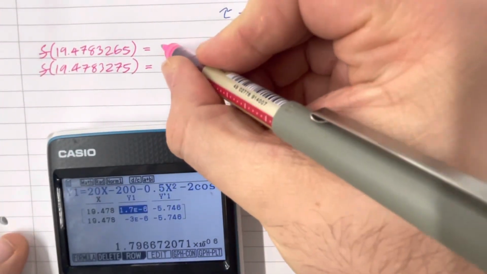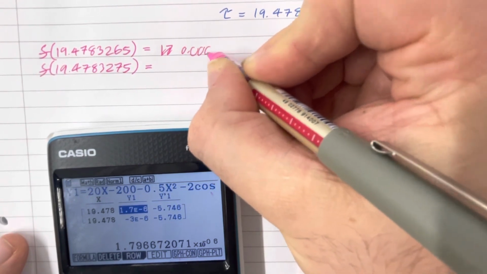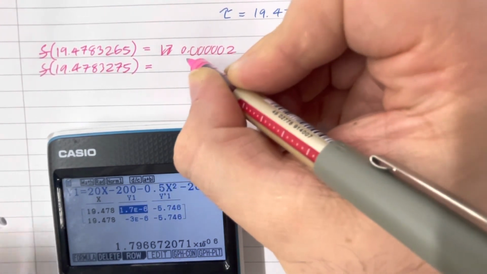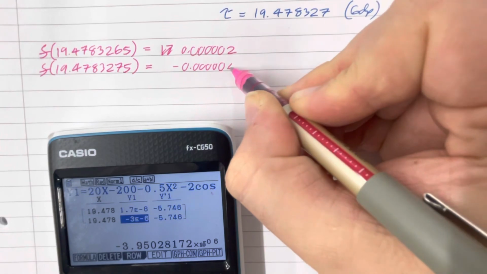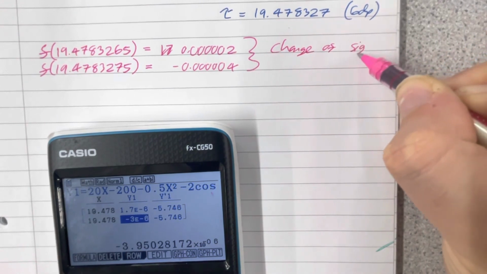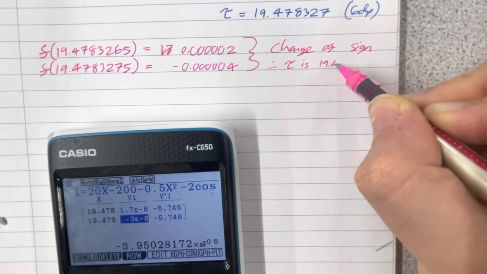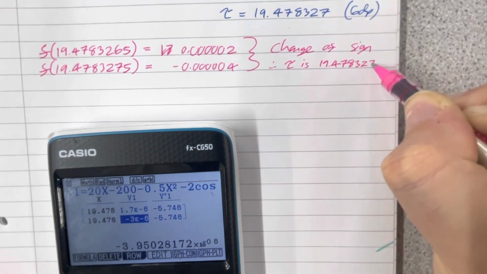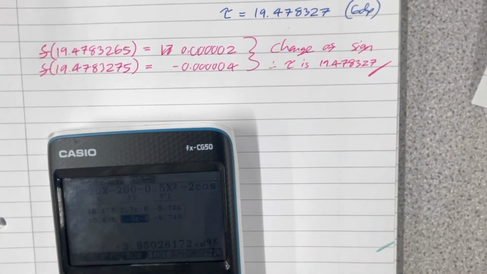So we're going to get 0.000002, and this one here we are going to have minus 0.000004. So change of sign, therefore tau is 19.478327. That's it. Okay. You should always do that check just to make sure that your final answer is correct, to get full credit. Okay, that's it.